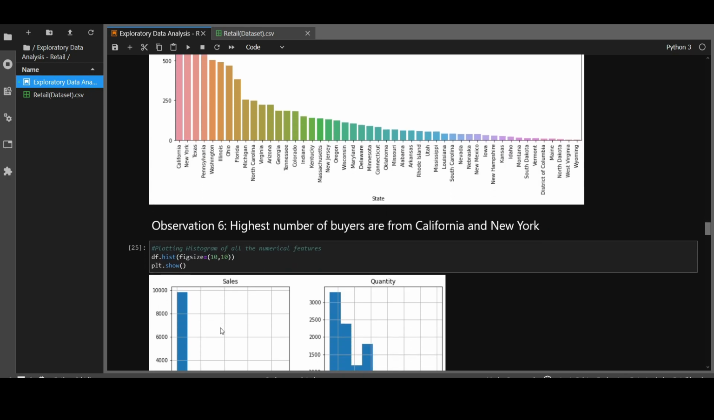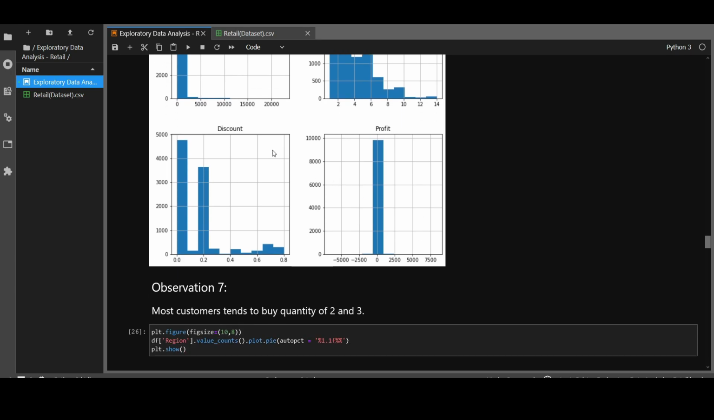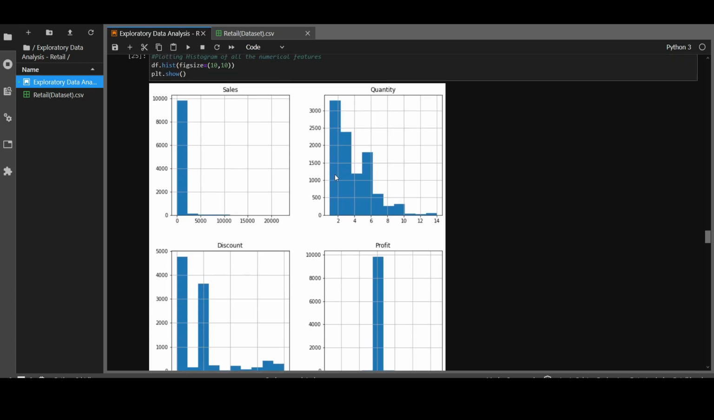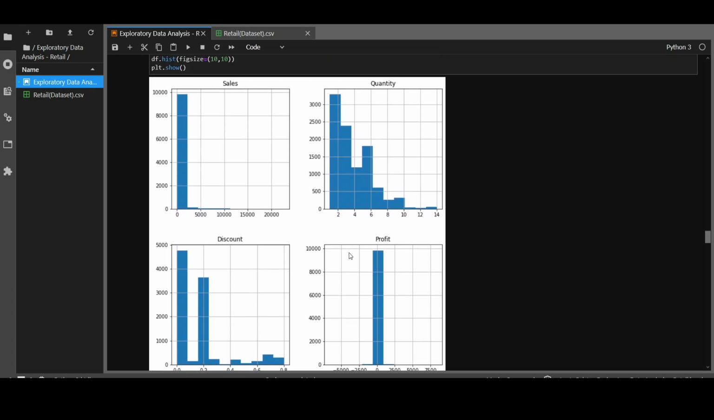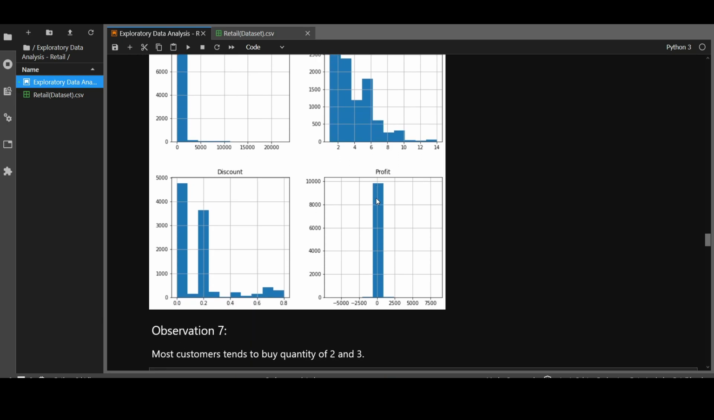Again, I've plotted histograms for sales, quantities, discounts, and profits. Most customers tend to buy quantity 2 and 3. So where is the quantity? Here. This is 2 and 3, and you can see it's the highest. So this is the observation.